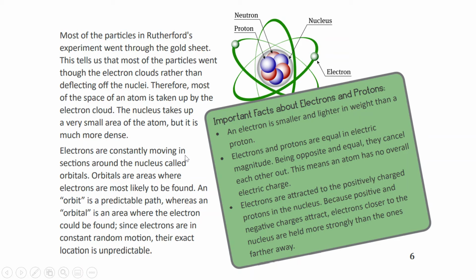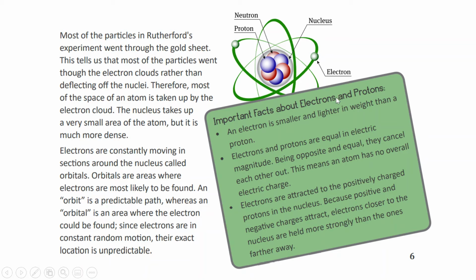Electrons are constantly moving in sections around the nucleus called orbitals. Orbitals are areas where electrons are most likely to be found. An orbit is a predictable path, whereas an orbital is an area where the electron could be found. Since electrons are in constant random motion, their exact location is unpredictable.